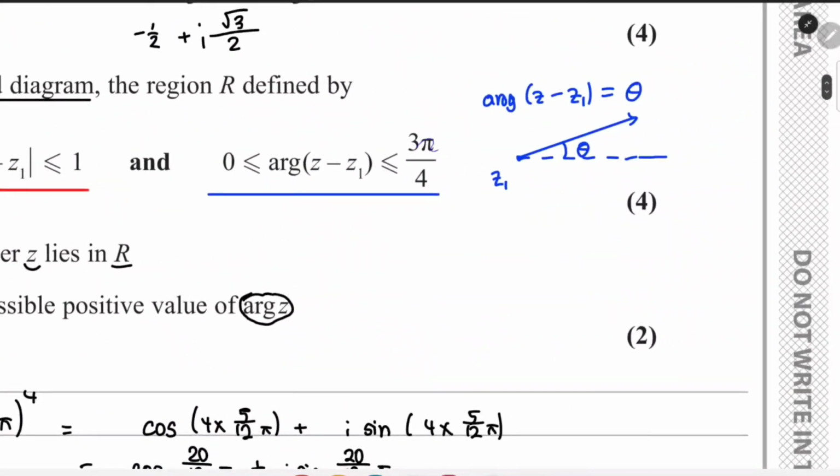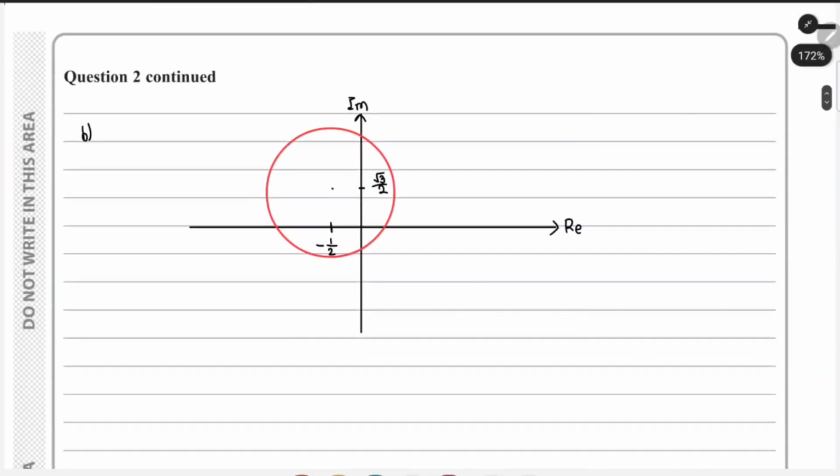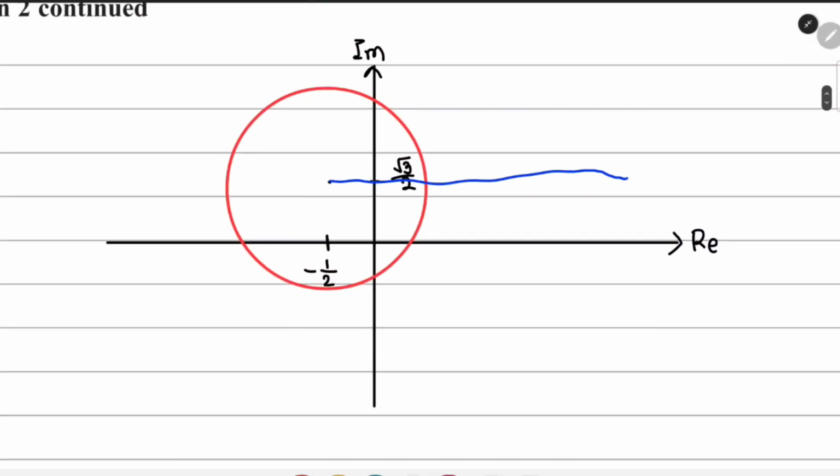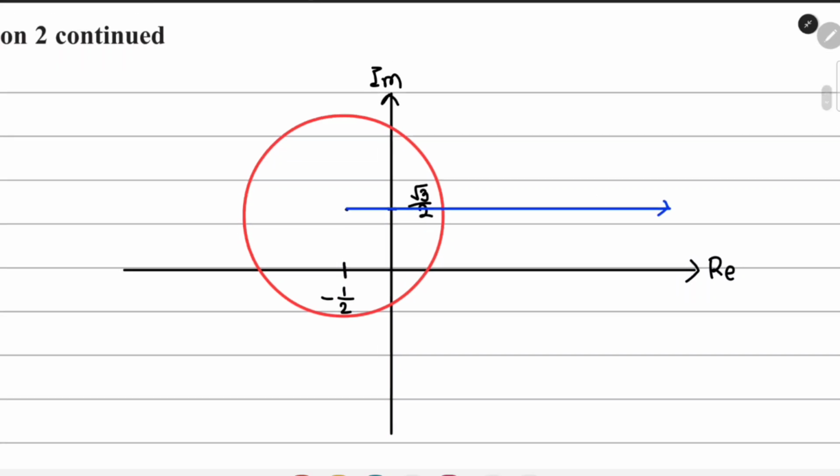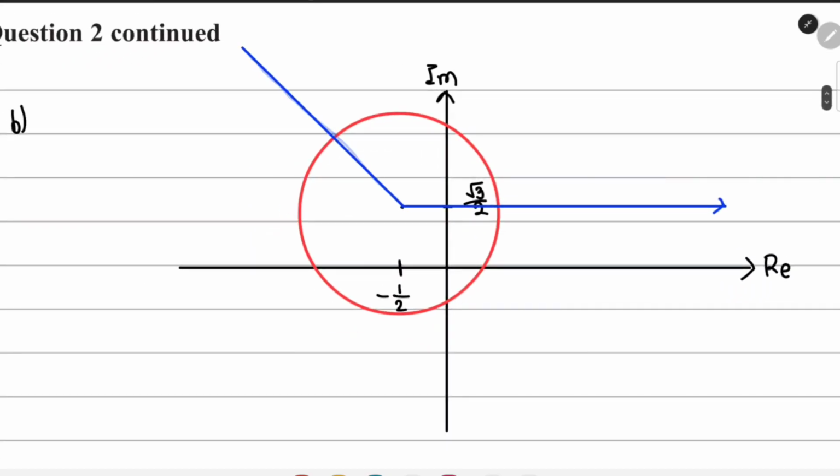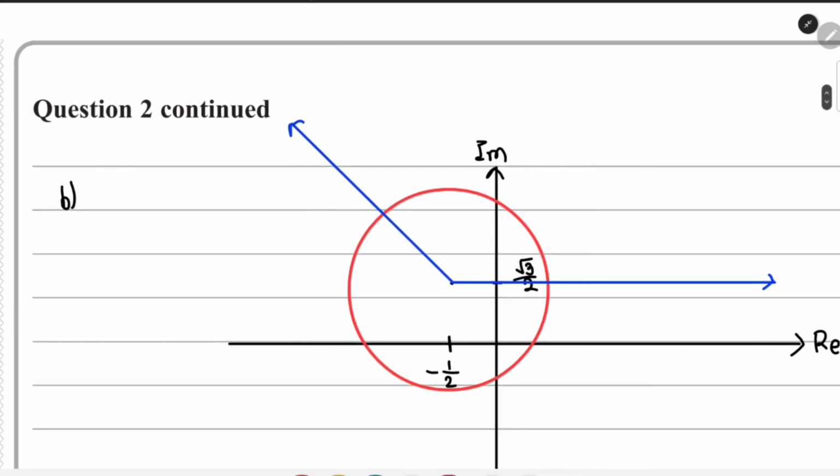And now for this, 3 pi by 4 is 135 degrees. 90 degrees is half pi. 3 by 4 is 0.75. So it's at this angle over here. So for 0, we have the horizontal axis itself. And for 3 pi by 4, we have this. So we'll plot this. This angle over here is 3 pi by 4.